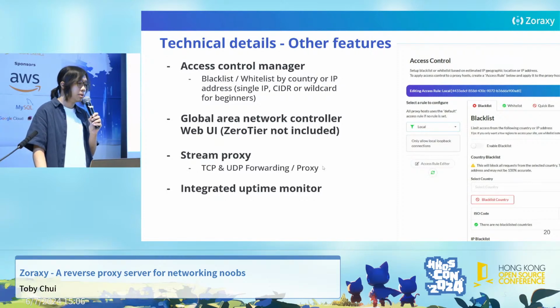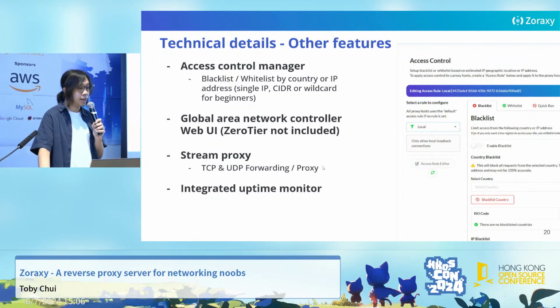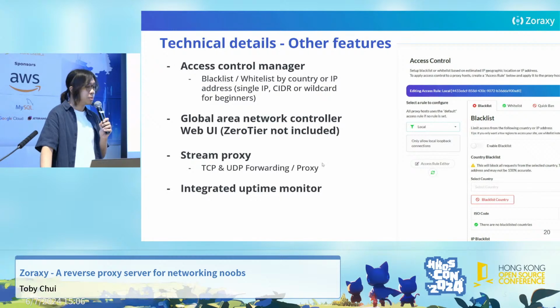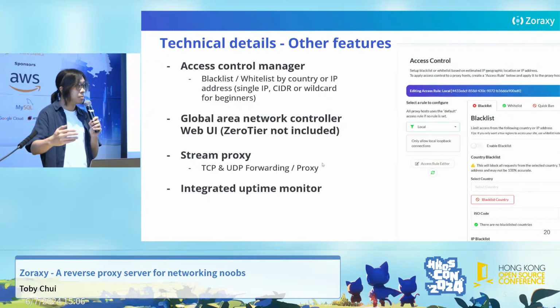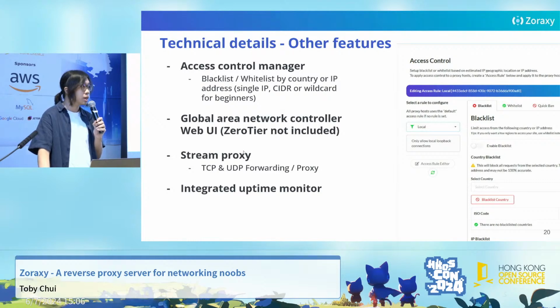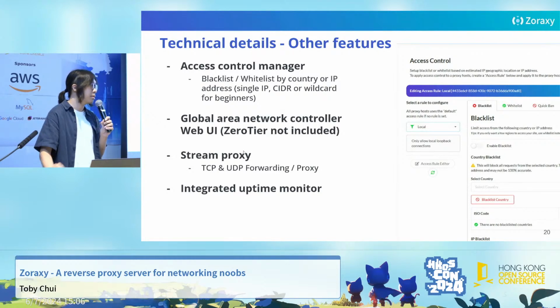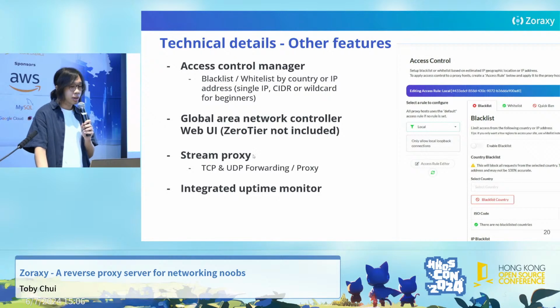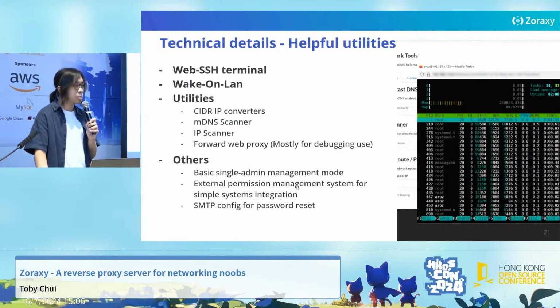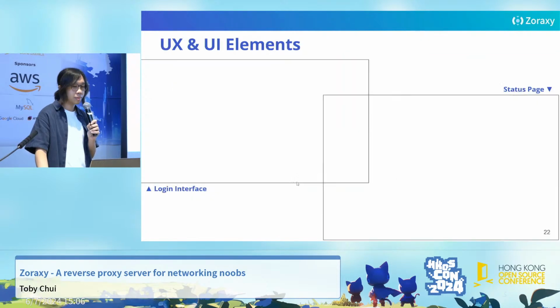Other features include an access control manager, so you can blacklist, whitelist, or rate limit by country or IP address. If you're using ZeroTier, it also has a built-in web UI for that, so you can have unlimited members in your game network. It also supports stream proxy, so if you are trying to proxy for your game server like Minecraft, then you can do it here as well. It also has a lot of utilities like integrated uptime monitors, web application terminal, and a lot of things.